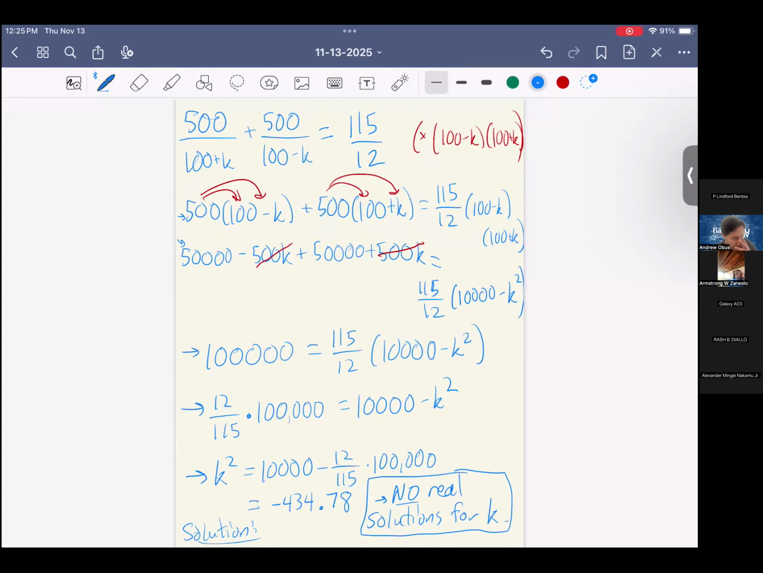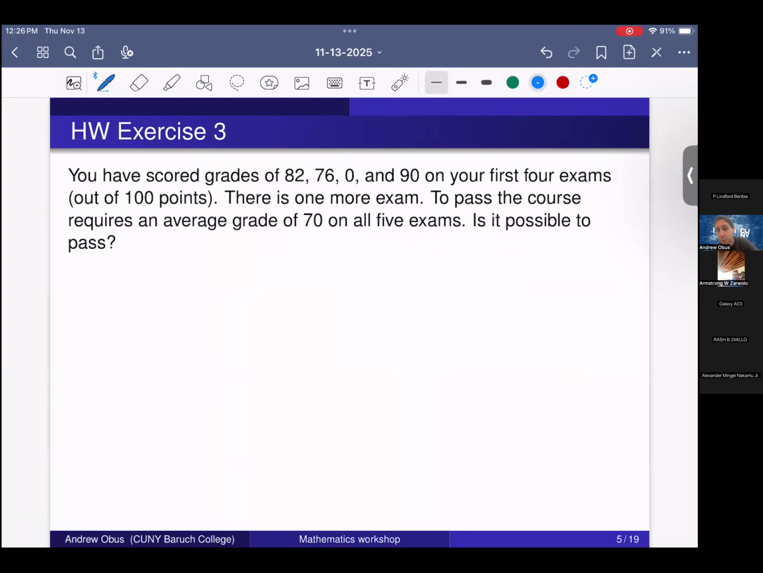Okay. So homework exercise number 3. We talked about inequalities a little bit last time. Remember, you can use Desmos for word problem equations, but you can also use it for inequalities. So here we have scored grades of 82, 76, 0, and 90 on the first 4 exams. So 0, I guess you missed the exam. There's one more exam, and to pass the course requires an average grade of 70 on all 5 exams. And so the question is, is it possible to pass the course? Okay. So the setup here is relatively easy. So what's the key going to be here?